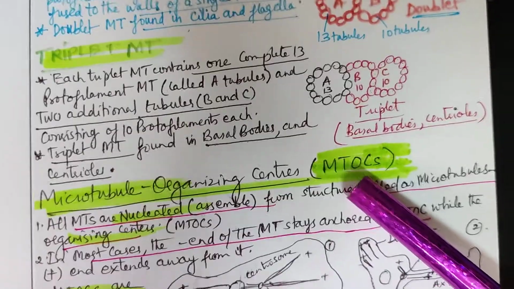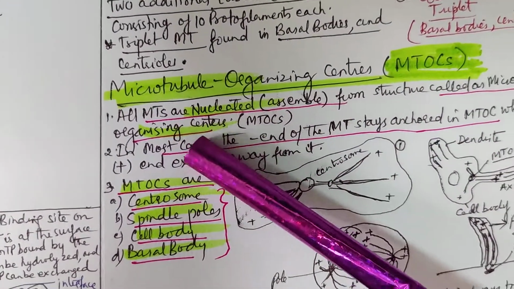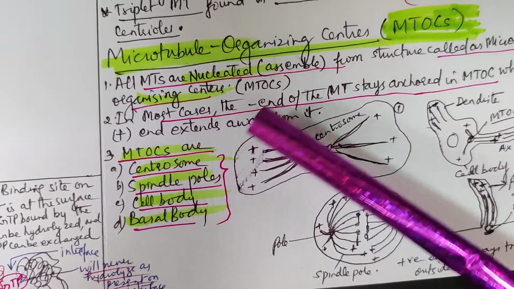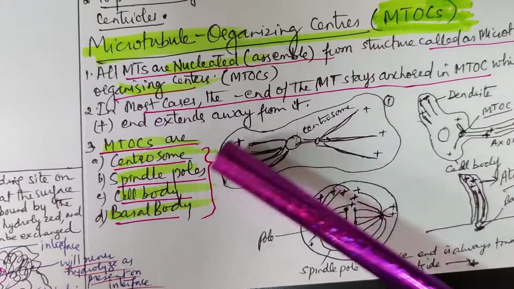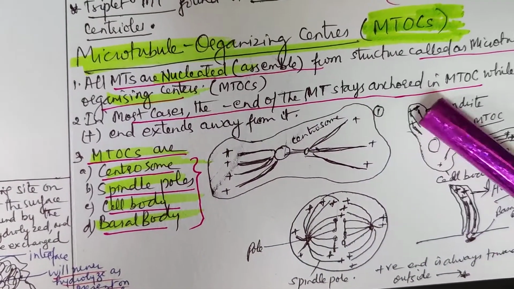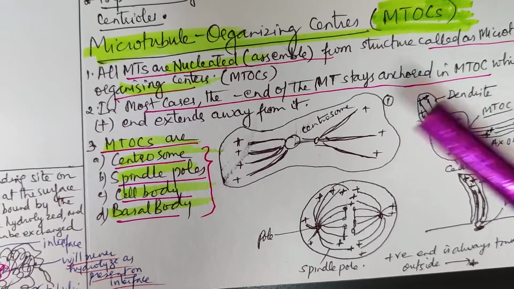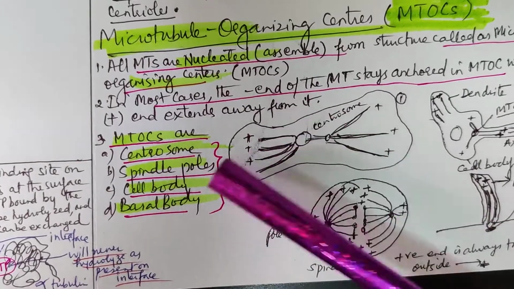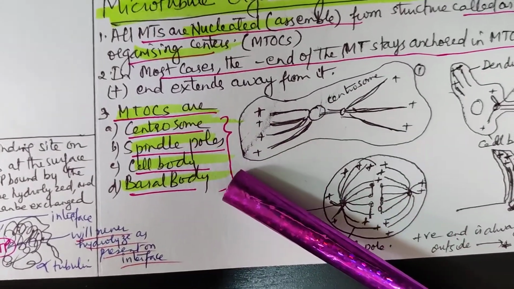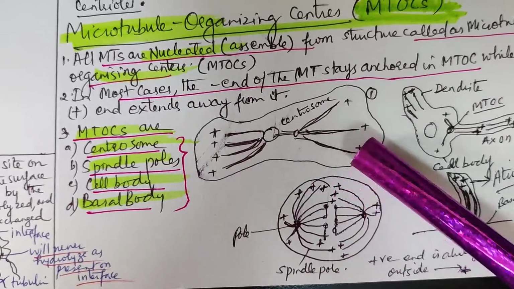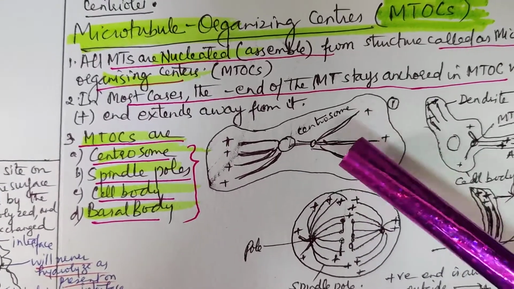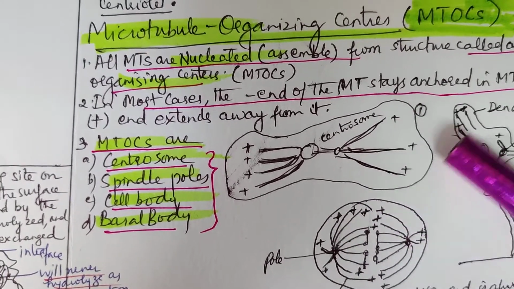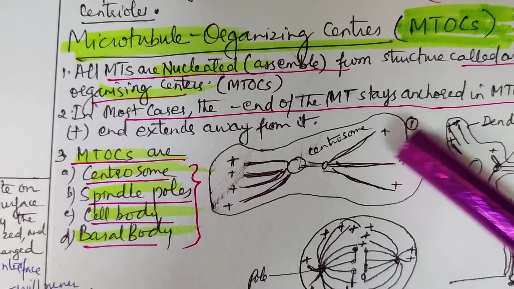Microtubule organizing centers are called MTOCs. All MTs are nucleated, assembled, from structures called microtubule organizing centers, MTOCs. In most cases, the negative end of the MT stays anchored in the MTOC while the positive end extends away from it. MTOCs are the centrosome, spindle pole, cell body, and basal body. Here are the structures shown in the centrosome. The centrosome also has positive ends, where they separate into the spindle, and positive ends are seen on the other side.